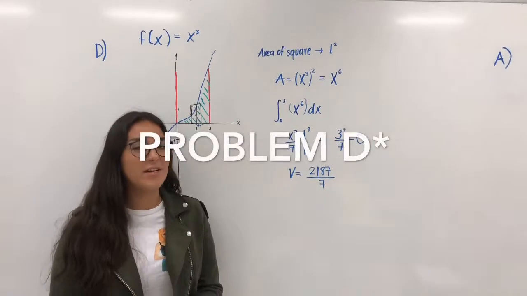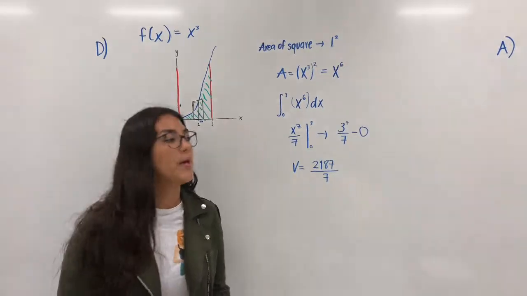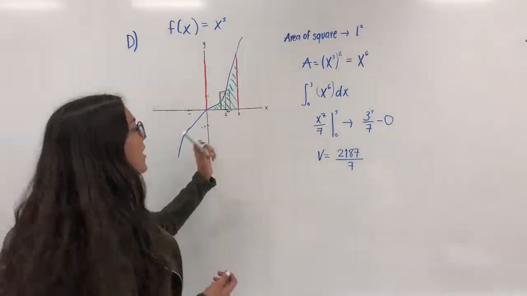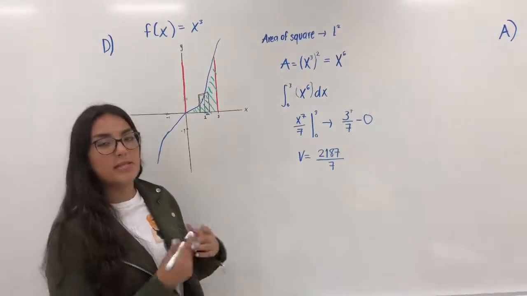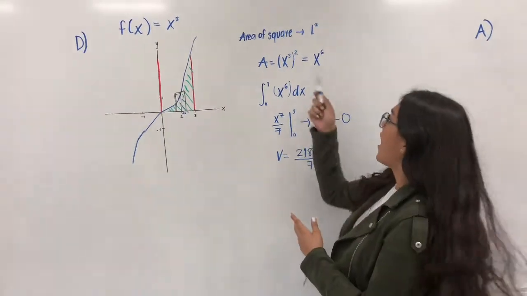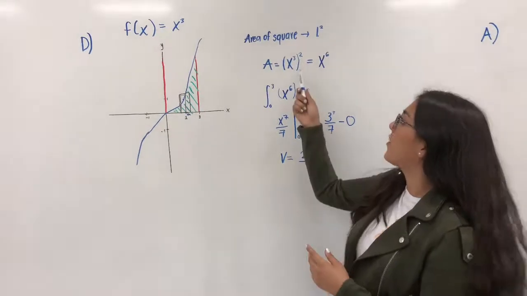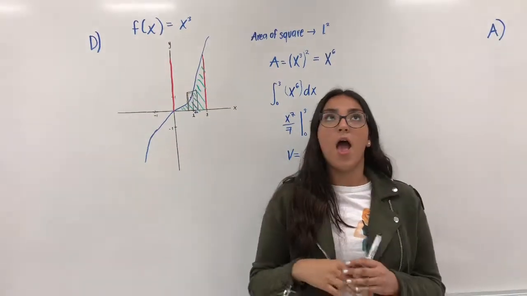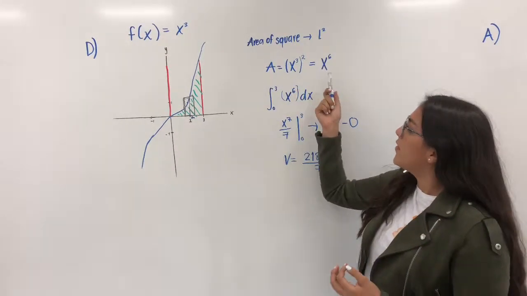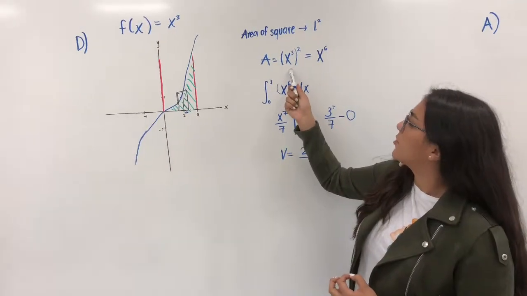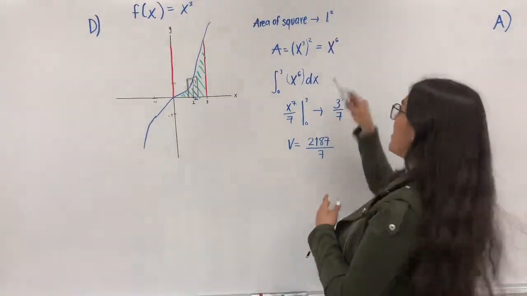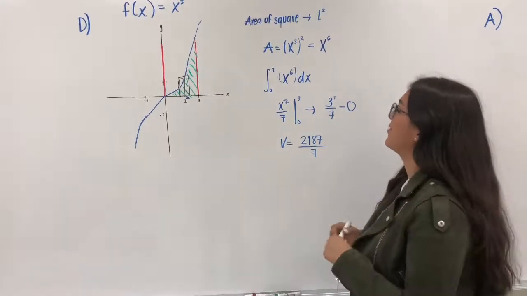Hi, I'm Patika Danilo and I'm going to explain problem number 3. It is about cross-sections, and the figure of the cross-section is a square. First of all, we need to know how to get the area of the square, that is L squared. Then our function is x cubed, so we substitute it for L, so we have x cubed squared. So we have x to the 6th power.